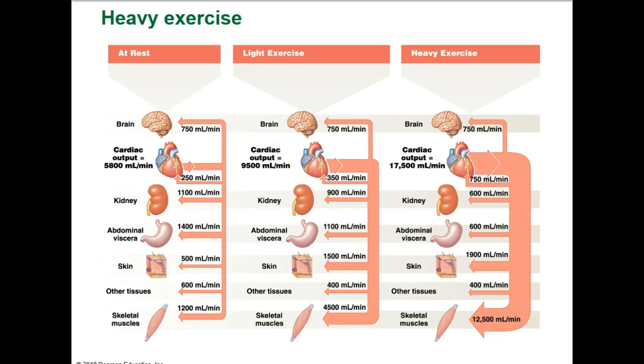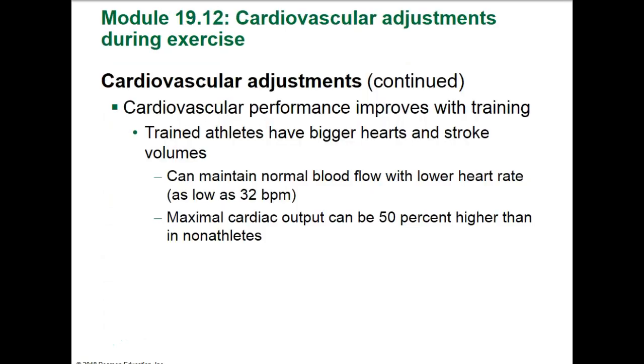Notice as you're going from left to right here, from rest to heavy exercise, notice how blood flow into, say, the abdominal viscera changes greatly and decreases. But some areas it actually increases, right? So cardiovascular performance improves with training. Trained athletes have bigger hearts, larger stroke volumes. They can maintain normal blood flow with lower heart rates. Maximal cardiac output can be 50% higher than non-athletes.